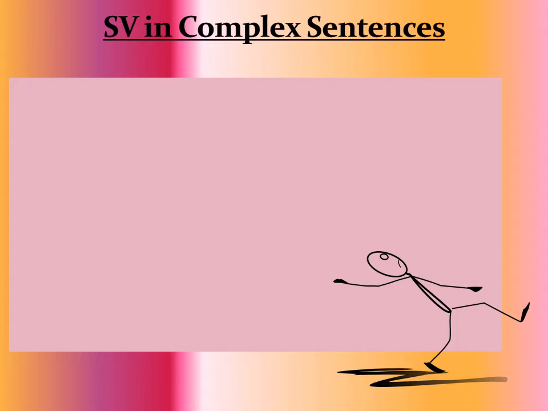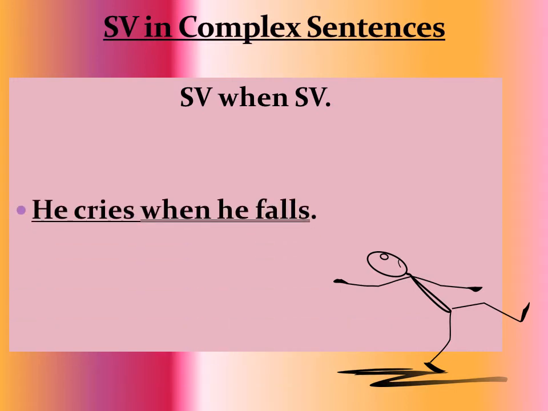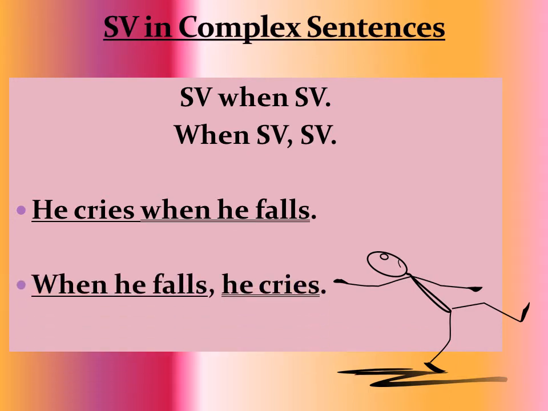If we have a complex sentence with a subject and verb, let's say we have the word when. He cries when he falls. So if I'm going to take a pause in that sentence, it's going to be in between those two parts of the sentence. I can flip this sentence around and put the when at the beginning. When he falls, he cries. So I'm going to keep those parts of the sentence together. And if I take a breath in between, it's going to be between those parts, those chunks of the sentence.